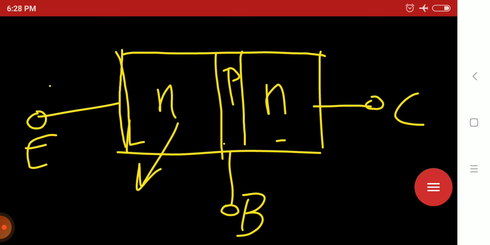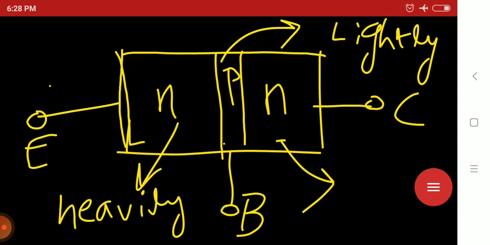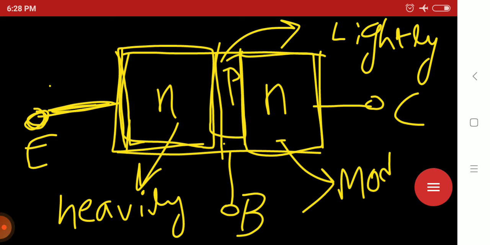The N-type semiconductor will be heavily doped, and the P-type semiconductor will be lightly doped. You all know semiconductor doping, I hope. Remember, the N-type semiconductor which is connected to the emitter junction will be heavily doped. The P-type semiconductor that is connected to the base will be lightly doped. And the N-type semiconductor which is connected to the collector is moderately doped.